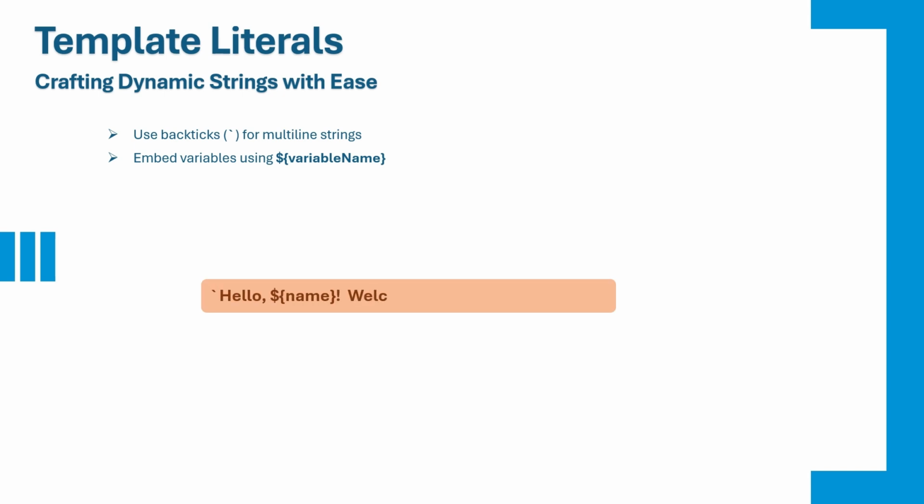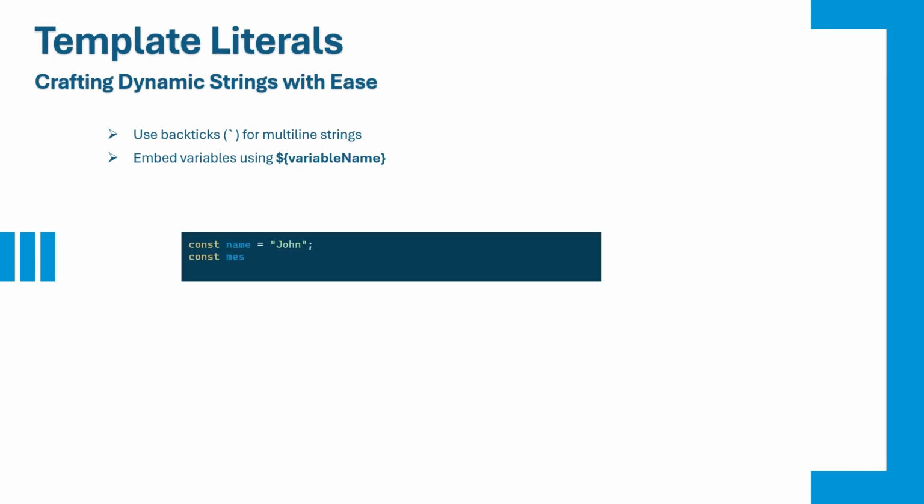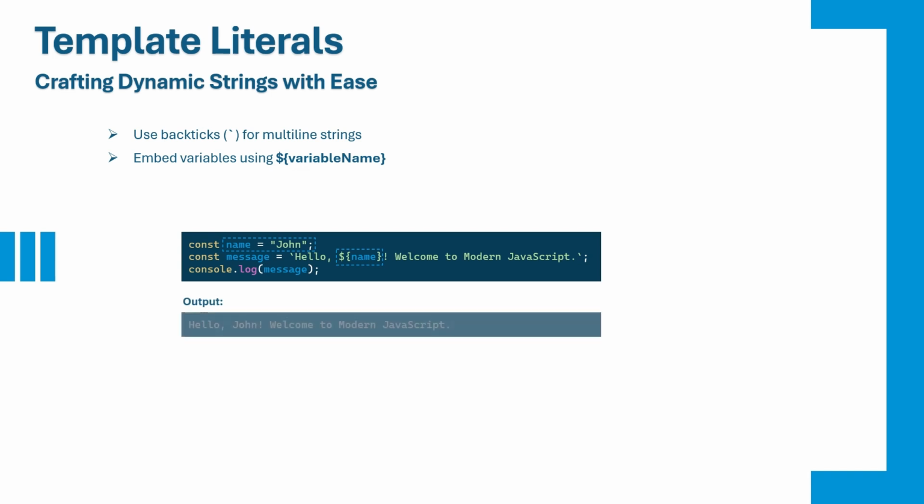Next up, we have template literals. Template literals make string handling much easier, allowing us to embed variables and create multi-line strings without awkward concatenation. In this example, we are using a template literal, which allows us to embed the name variable directly within the string. By using backticks instead of quotes, we can easily insert variables or expressions into the message, making our code cleaner and more readable. Here, the name variable within dollar and curly braces is replaced with the value John, and the output becomes, "Hello, John. Welcome to Modern JavaScript."